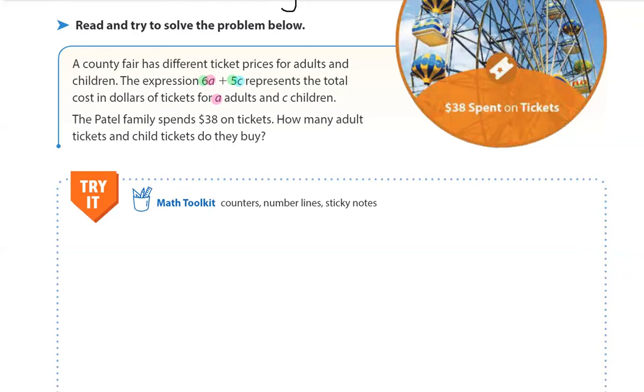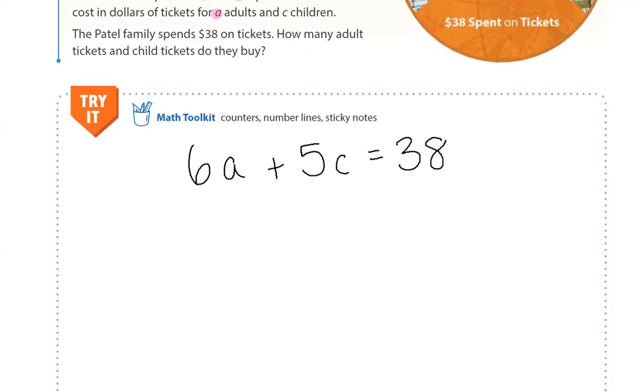So the Patel family here, let's say we've got $6 for how many adults, plus $5 for how many children, and the Patel family's total amount they're going to spend is $38. So we're going to have to figure out how many adult tickets and child tickets they buy. And because there are two variables here, adults and children, we're going to have to do a guess and check. If you want to try to figure this out on your own, I highly recommend it. Go ahead and pause and do so now.